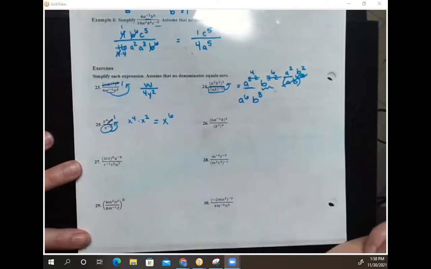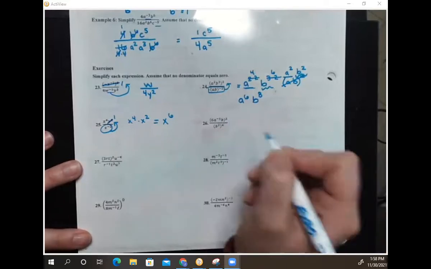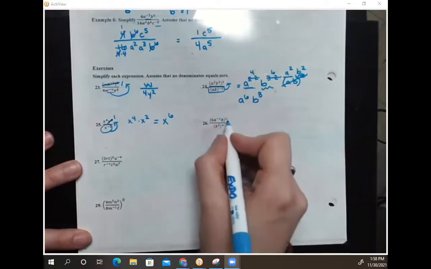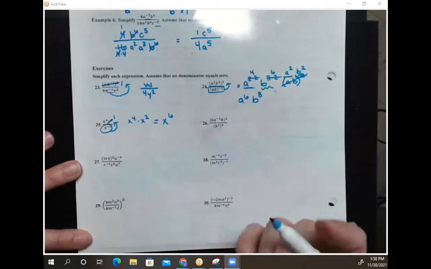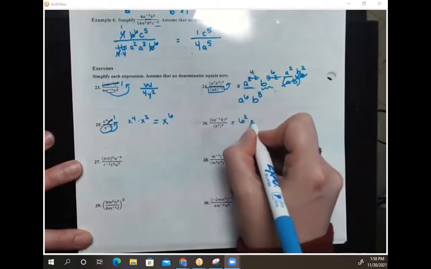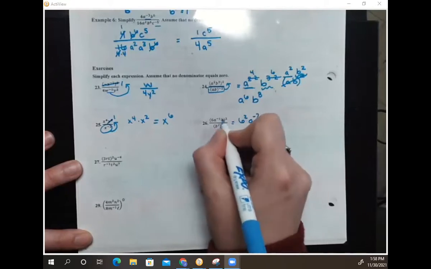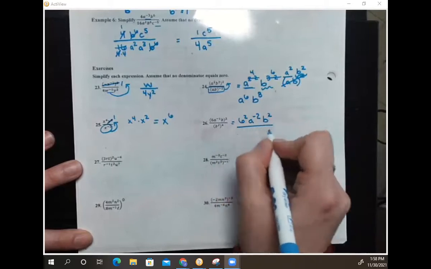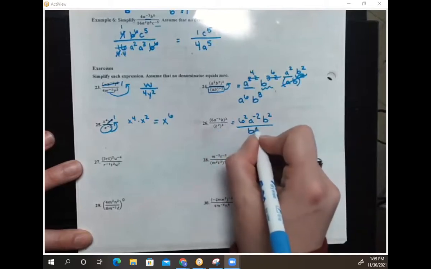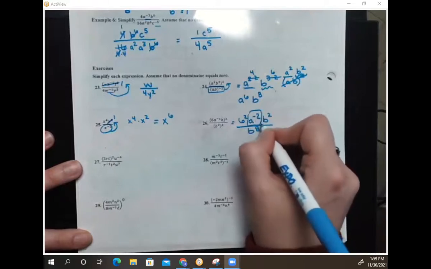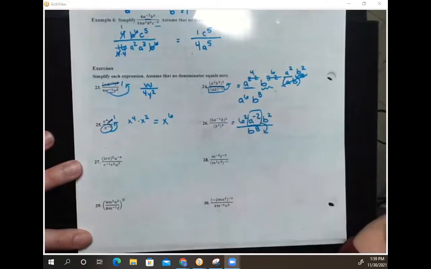For number 26, I want to go ahead and distribute in these exponents first. I know I've got a negative exponent here. I want to distribute that in before I move it. So this would be 6 squared, and then a to the negative 2. Negative 1 times 2 is negative 2, and then b squared. On the bottom, I would have b to the 8th, since 2 times 4 is 8. Now I want to take this term with the negative exponent and move it to the other part of the fraction.